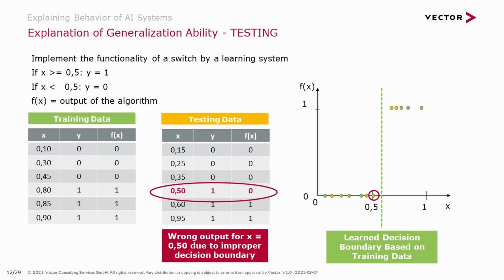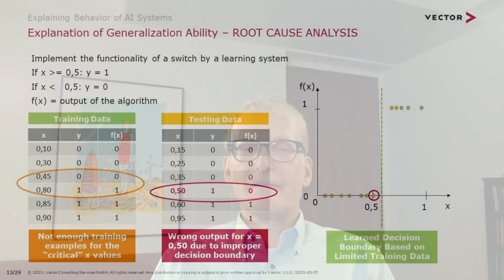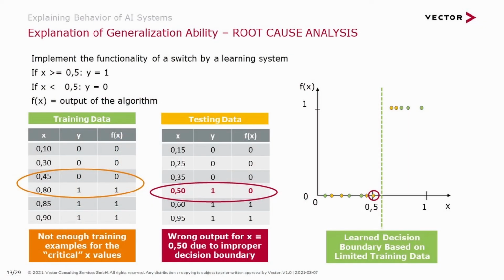We see here, in the red circle around it, that for exactly this one pattern the system has not learned it correctly. If we go deeper into the analysis, we figure out that there is not enough data in the surrounding of this decision boundary to make the system able to learn correctly what the best decision boundary is. We'll get back to that later.